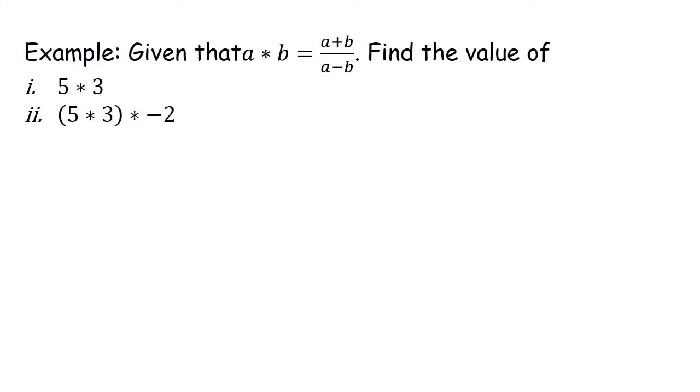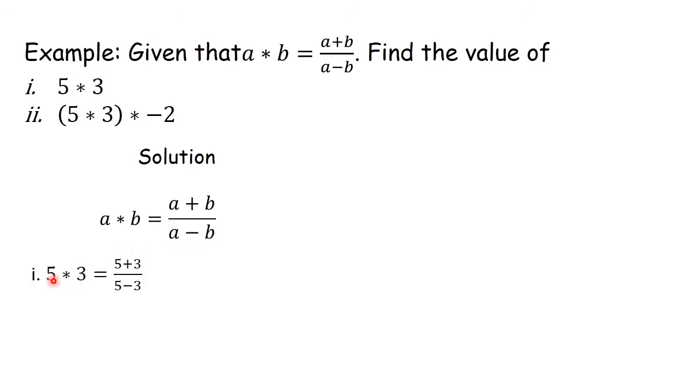plus b divided by a minus b, find the values of 5 star 3 and 5 star 3 star negative 2. Solution. a star b is equal to a plus b divided by a minus b.